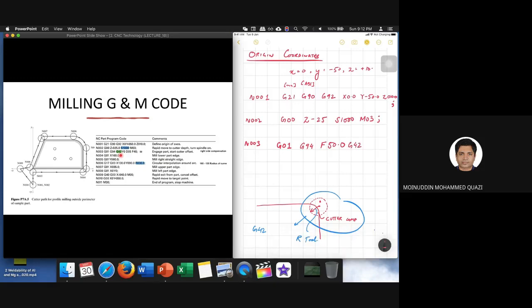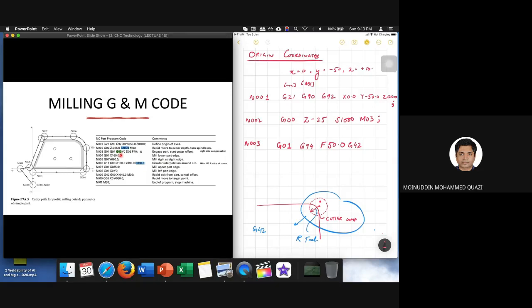With G42, why are we using G42, why not G41? G41 is cutter offset compensation left of the part. If this is my plate, if I'm in this region, this is the left part. If I'm in this region, this is the right part. So I am moving on the right side of the workpiece. That is why this is G42, so I will use G42 here.